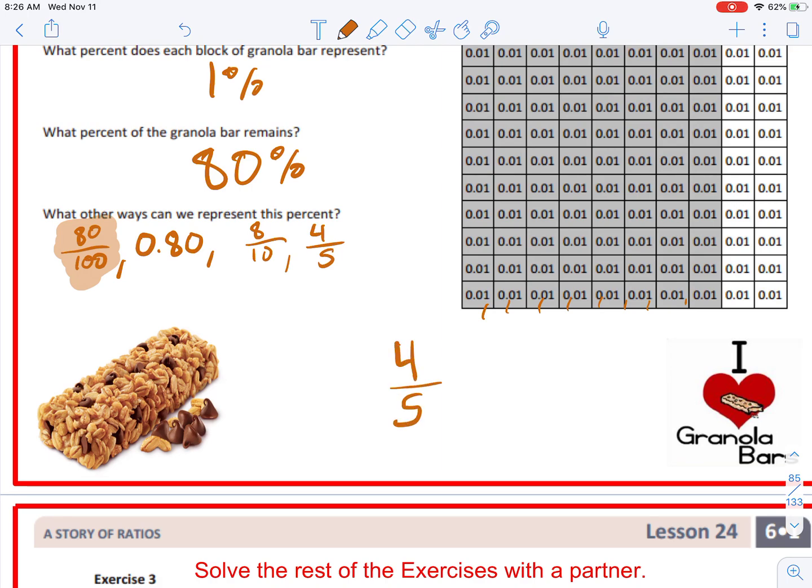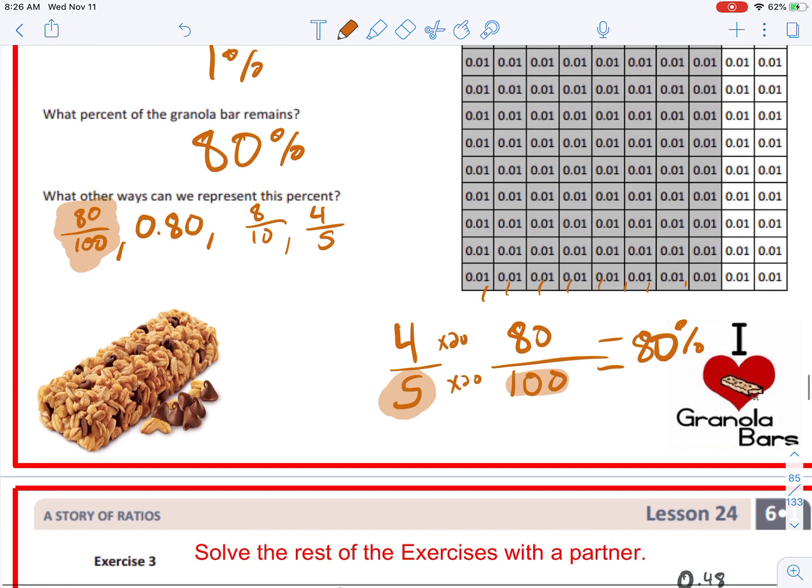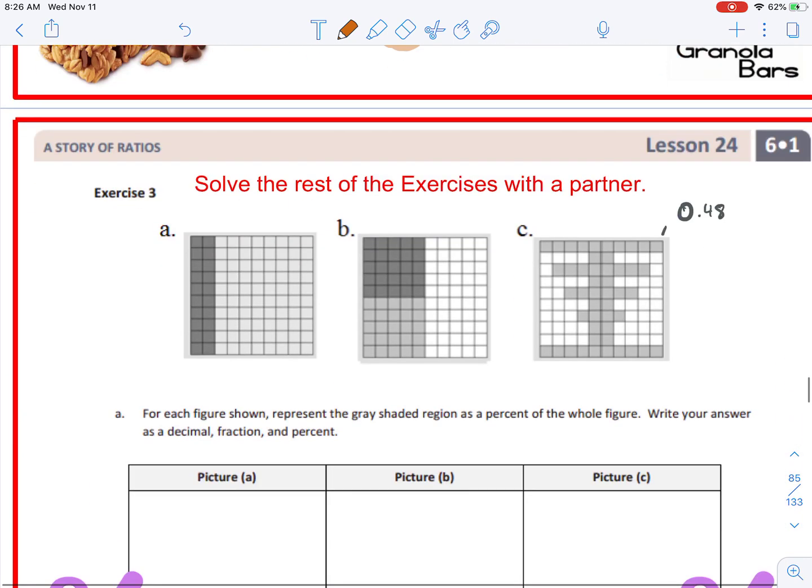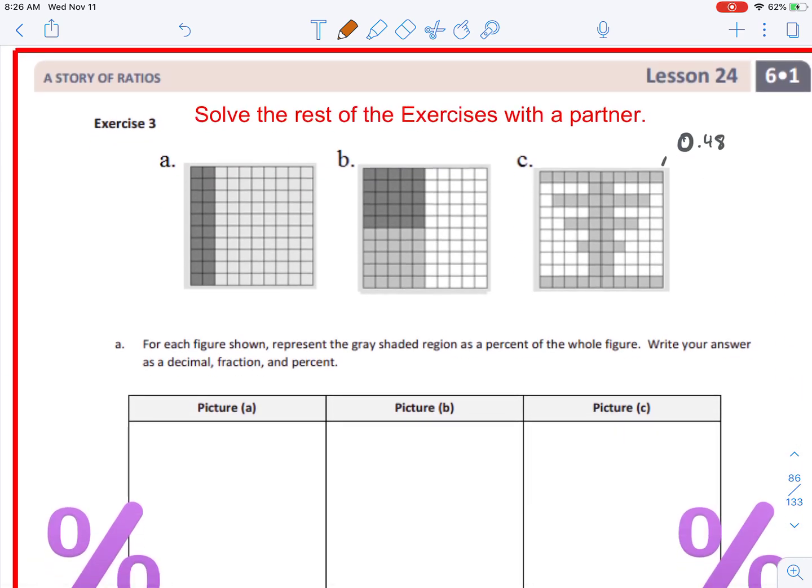I have 4/5. Percentage is out of 100, so I'm going to compare it to 100. I have to look at the denominator. What am I doing to 5 to get 100? Well, I'm multiplying by 20, so I have to do that to the top as well, which gives me 80 over 100, which is 80%. Okay? Let's go ahead and move on.